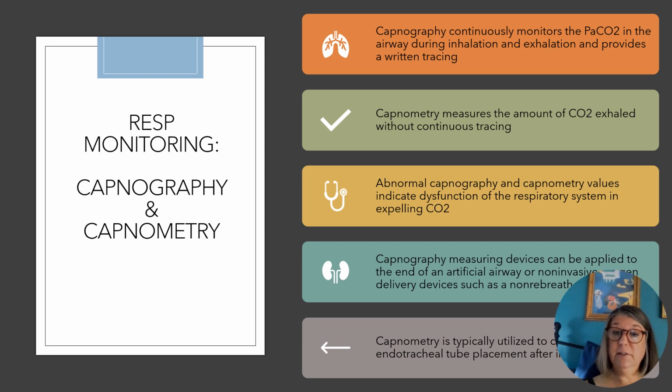Capnometry is typically utilized to confirm endotracheal tube placement after intubation. This device will show a color change to blue, indicating presence of CO2. It's going to give you a reading of where your CO2 is. And there's safe levels and unsafe levels, right? Also, when we're using an ET tube, we can confirm by auscultation and chest x-ray. Chest x-ray is going to be better than auscultation.